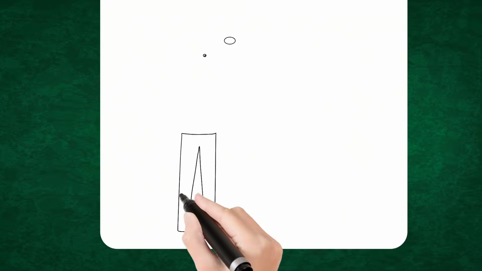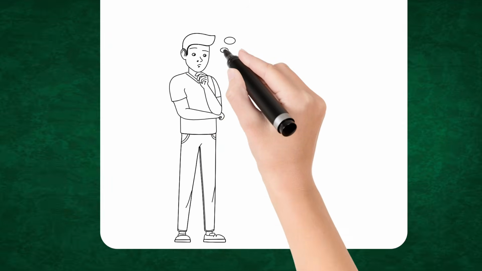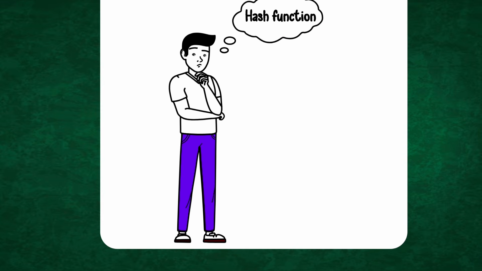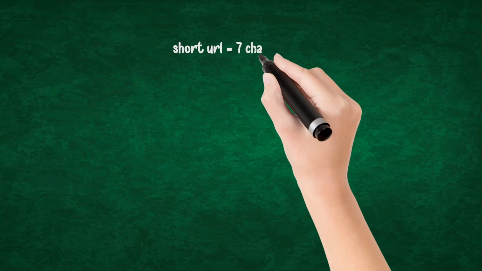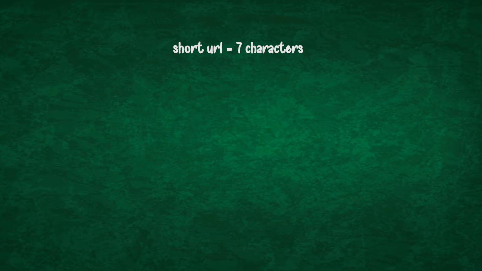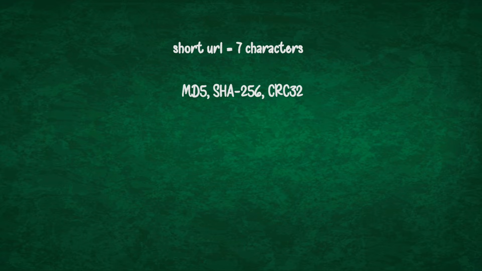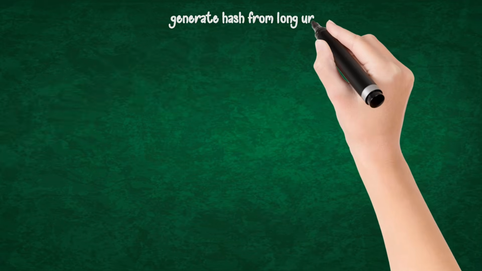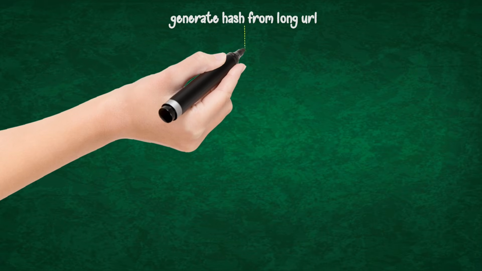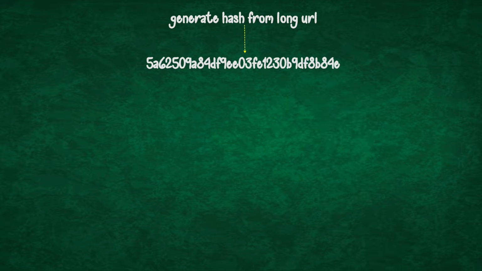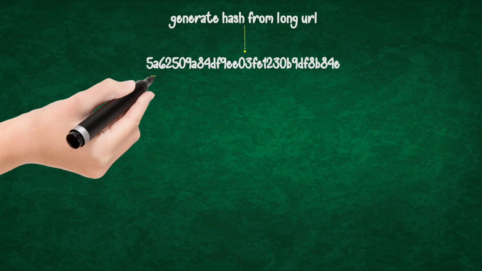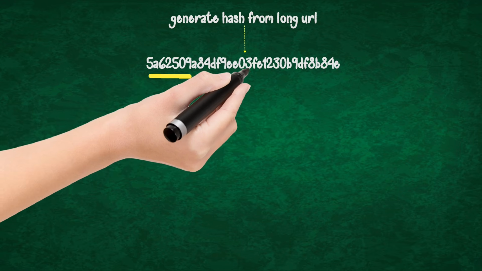Whenever a question like this comes to you, the first thought should be what should be the hash function. So let's say our short URL consists of 7 characters and these are the hash functions. But which one should you choose? So the flow would be something like you generate a hash from the long URL and the hash you get from those hash functions will be more than 7 characters.